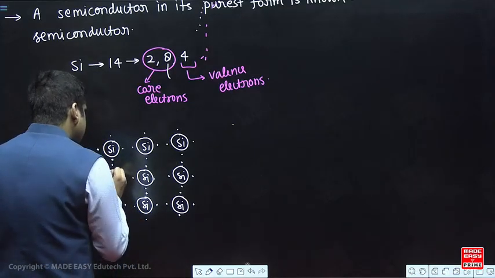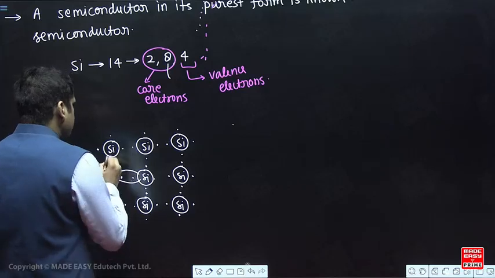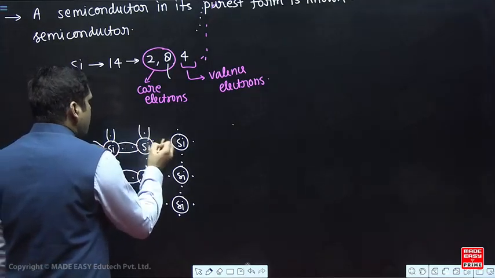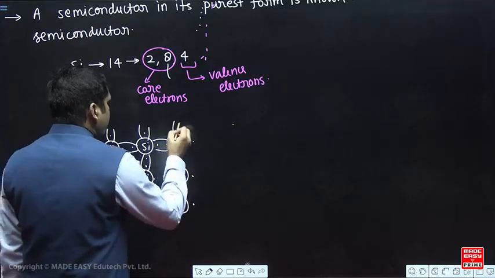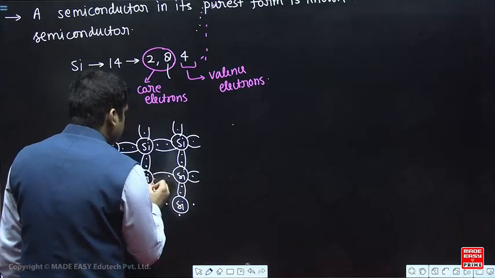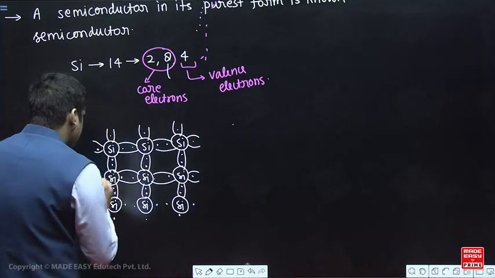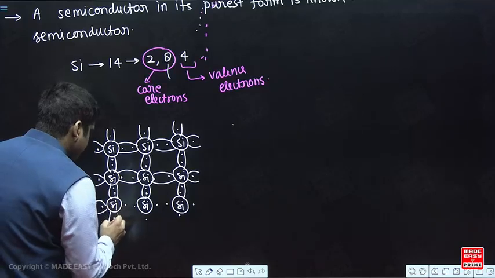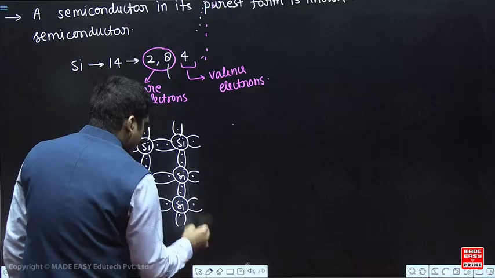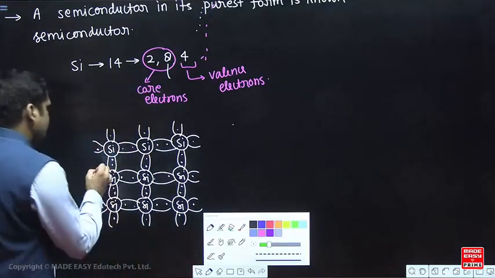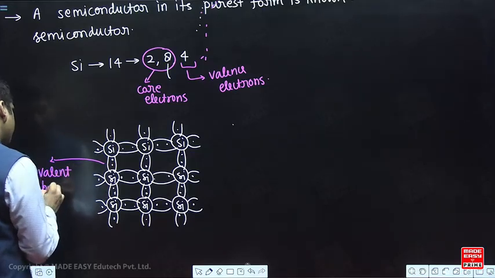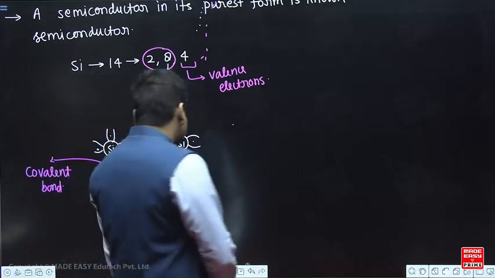These atoms will share electrons with the neighboring atoms and hence they will make covalent bonds. Sometimes they ask a question: which kind of bonding is found in semiconductor? So you can see clearly the bonding type in the semiconductor is covalent bond. This is the covalent bond they are forming with the neighboring atom. So we have a large number of covalent bonds. This is also a popular question, which kind of bonding is found in the semiconductor. So we have covalent bond.